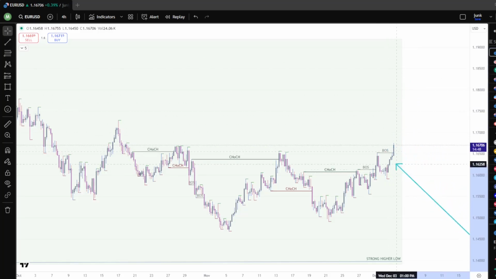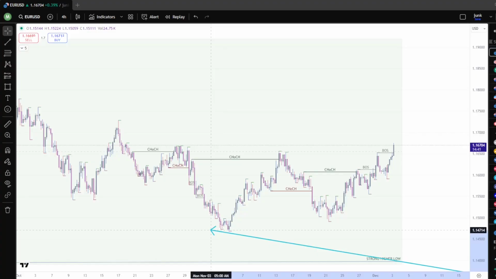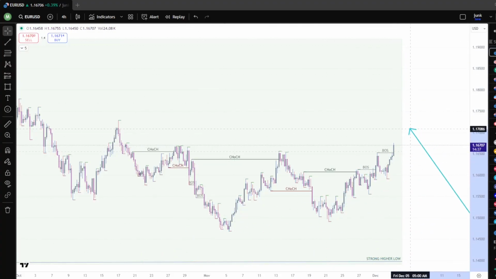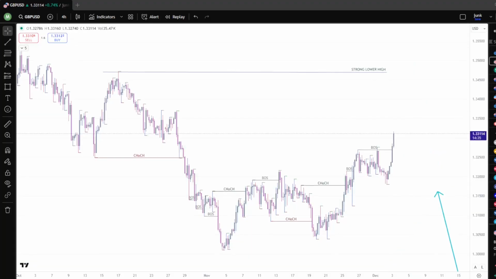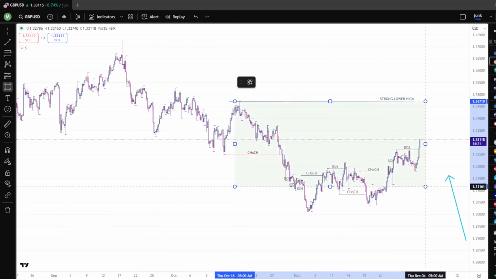But it does have to continue this momentum push because there's liquidity sitting on these lows. But like I said, we're looking to see if this is going to be the higher low from that previous low and continue this bullish push. GBP USD, this was a more bearish pair, but let's go ahead and map out the current range.